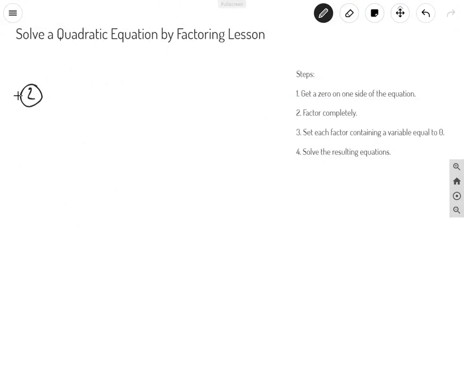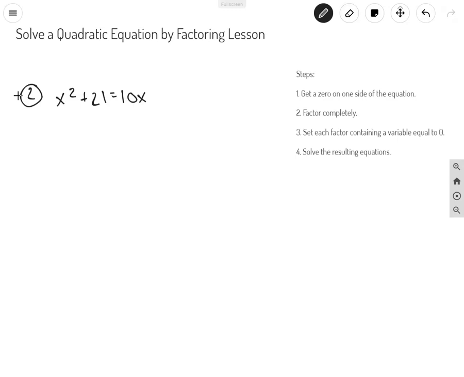Number 2. In number 2, we are going to do x squared plus 21 equals 10x. So let's go ahead and follow my first step. It says get a 0 on one side of the equation. If you notice here, I have x squared plus 21 on the left, 10x on the right. I'm going to move all my terms to the left, so that way I have 0 at the end.